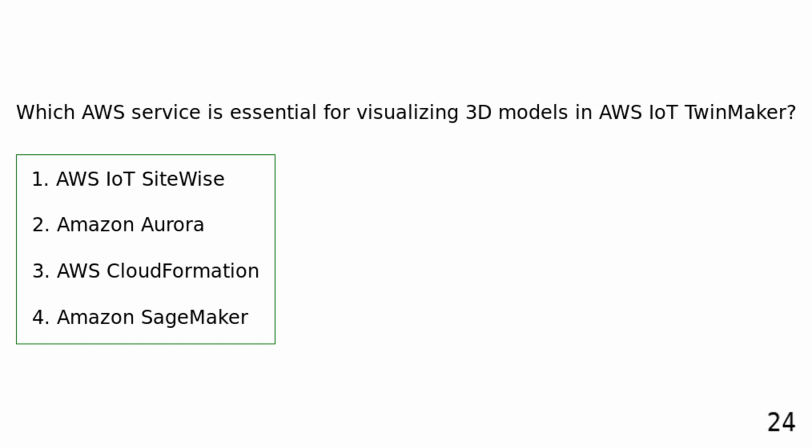Which AWS service is essential for visualizing 3D models in AWS IoT TwinMaker? AWS IoT SiteWise. Amazon Aurora. AWS CloudFormation. Amazon SageMaker.